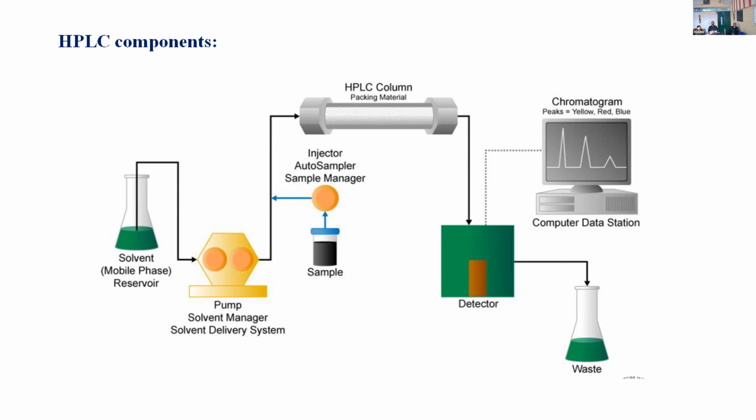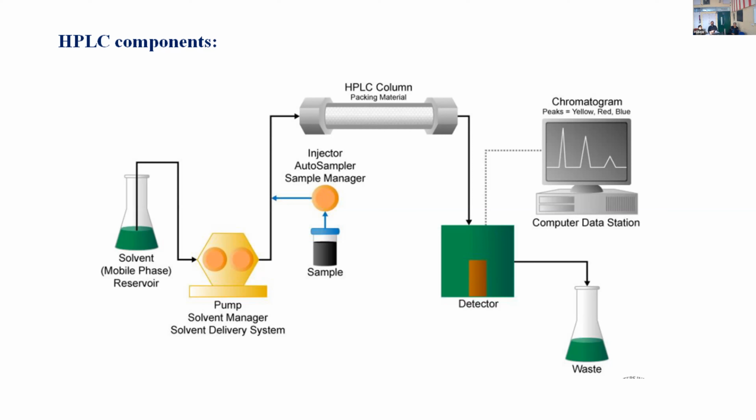Once it is automatic, we call it an auto sampler. In the case of manual, for every sample we need to inject one by one, and in the case of an auto sampler we just put all the samples in a tray and give the command, and the machine will take them automatically one by one and inject them into the column.